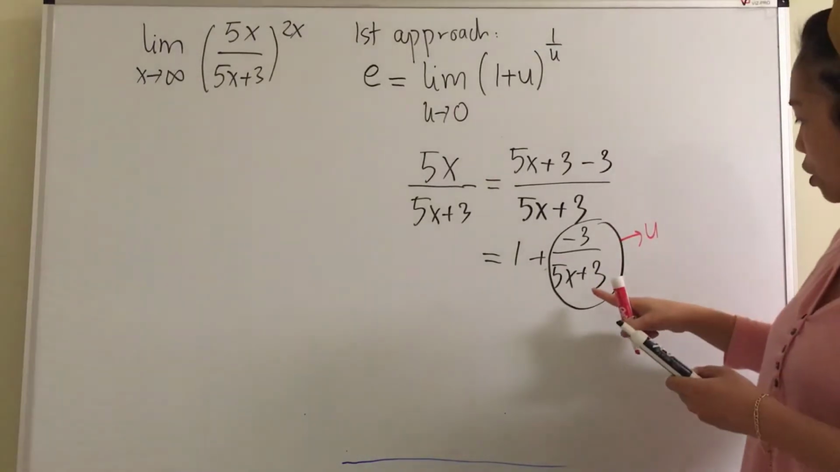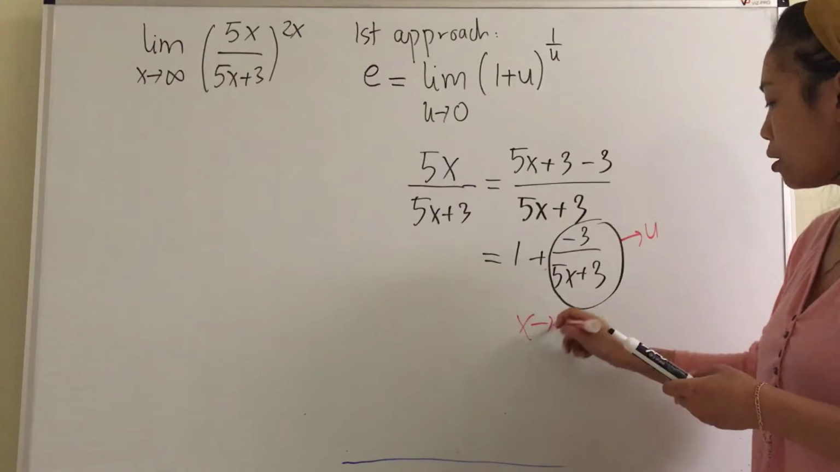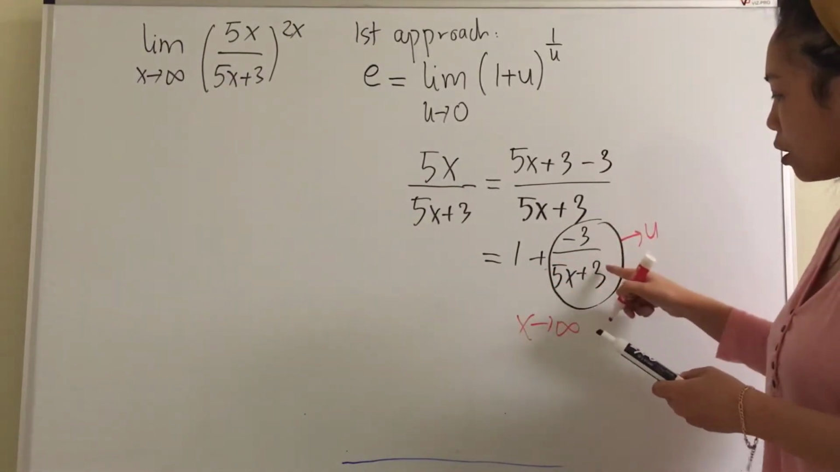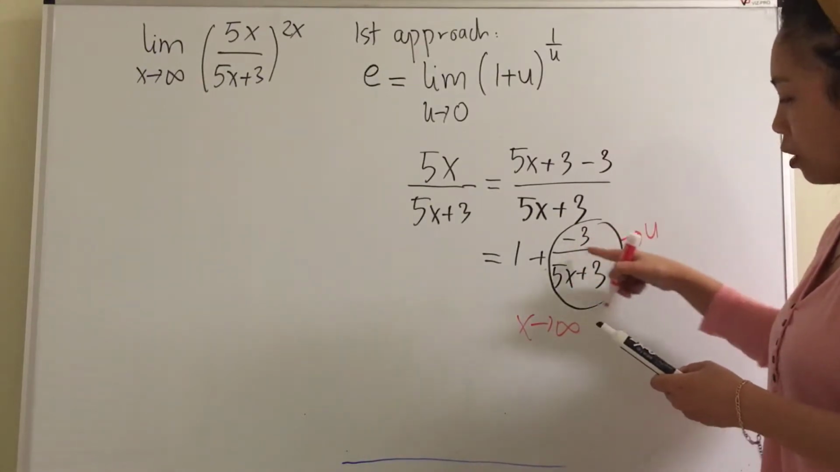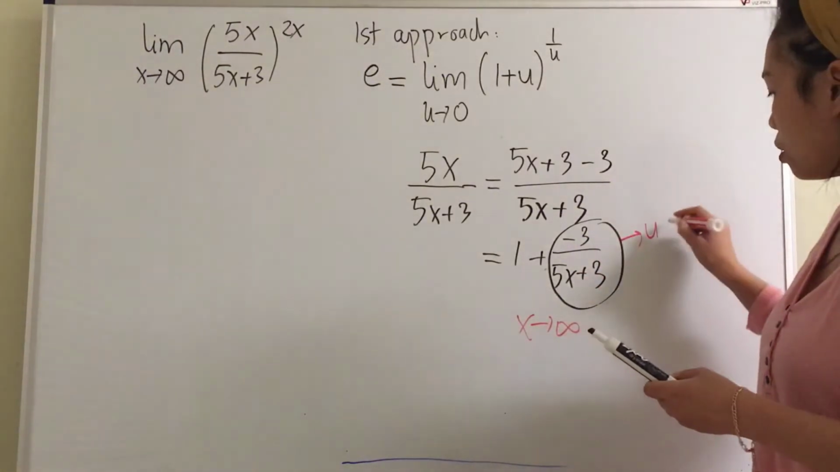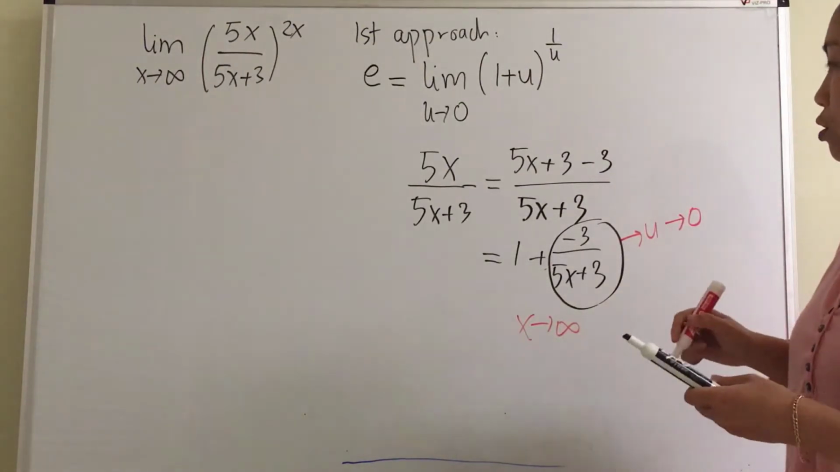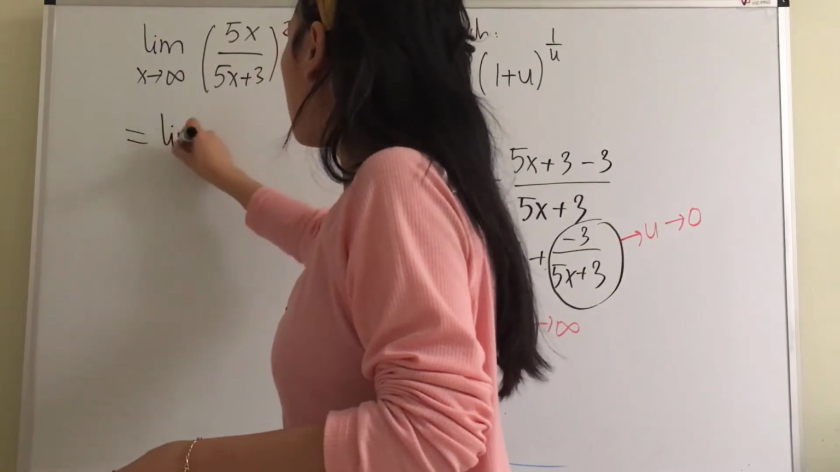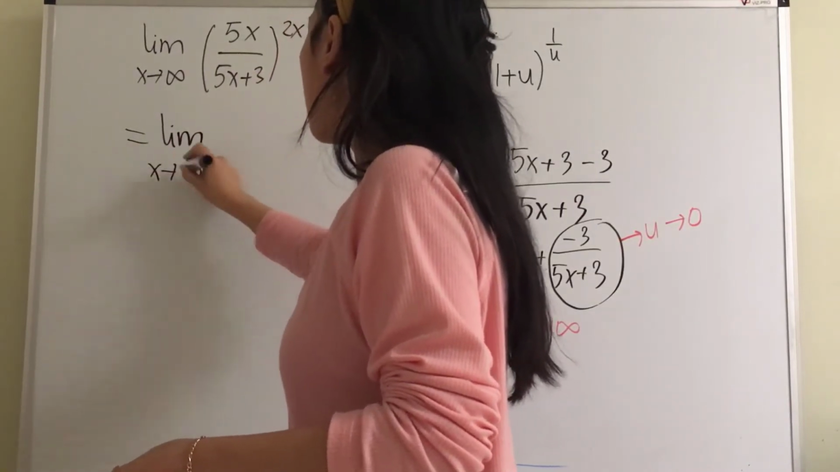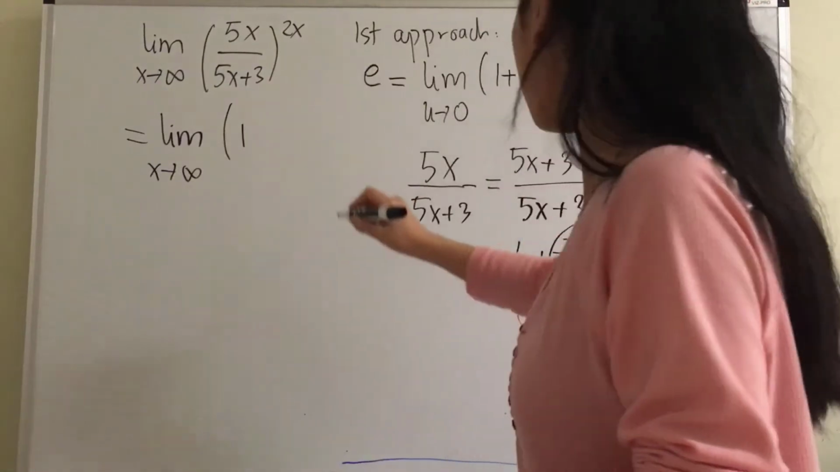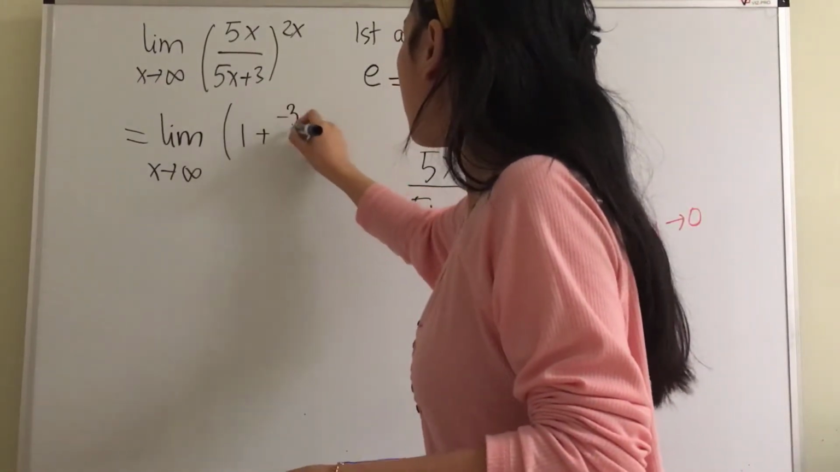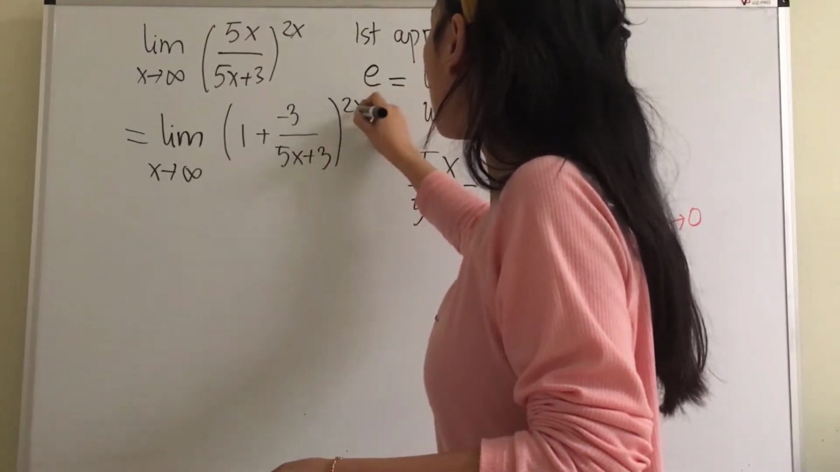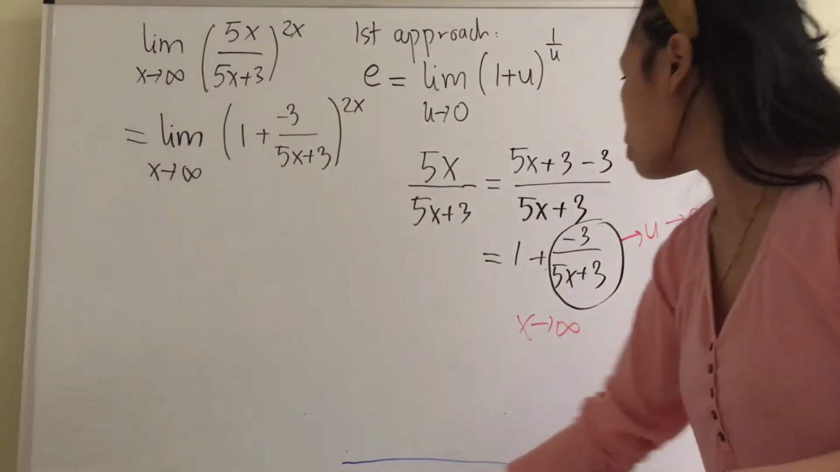So one thing you notice here is when x approaches infinity, the denominator gets larger and larger, right? So negative 3 over a large denominator should go to 0. So let me rewrite this limit. This is equal to the limit as x approaches infinity of (1 plus negative 3 over 5x plus 3), the whole thing to the 2x. You see that? The whole thing to the 2x.